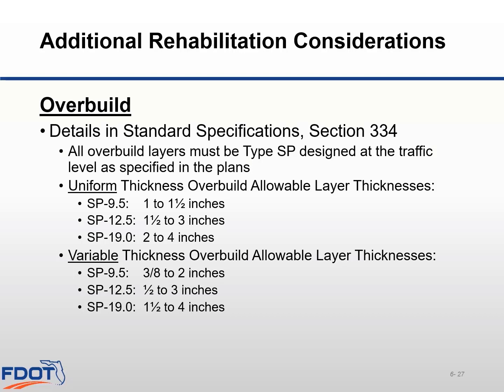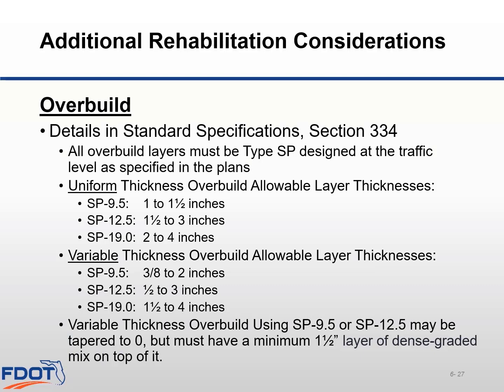As you can see here, the range is expanded for SB 9.5 on both the low and the high end. SB 12.5 may be placed at ½ inch thickness, but the top end remains at 3 inches. And the lower end of the range for SB 19.0 is also lower at 1½ inches, but the top end remains at 4 inches. Also, for variable thickness overbuild layers that use either SB 9.5 or 12.5, you have the option to taper this to 0 inches, but if you do this, you are required to place a minimum of 1½ inches of dense graded mix on top of it. This is for density requirements.